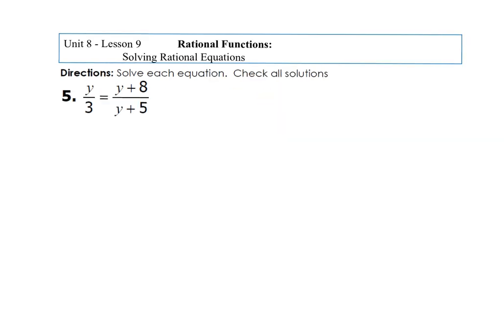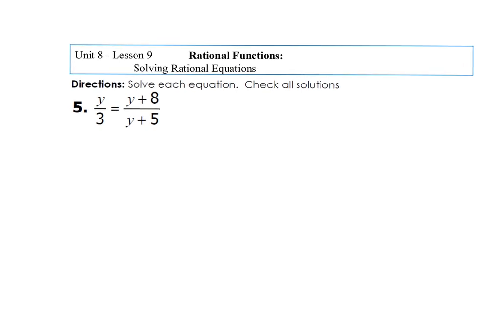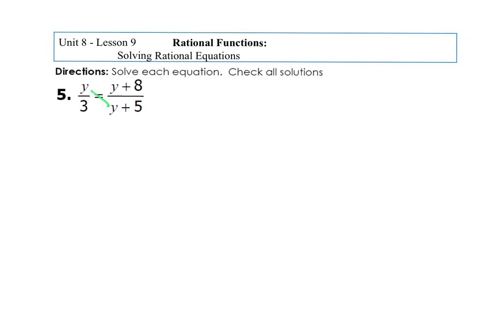Okay, next moving on to number 5. Also a proportion, so we will cross multiply. We're going to multiply y times y plus 5. Even if I don't draw the parentheses on there, they're still implied. Equals 3 times y plus 8. All right, here's my equal sign. I need to simplify each side, get rid of the parentheses. So we're going to distribute.